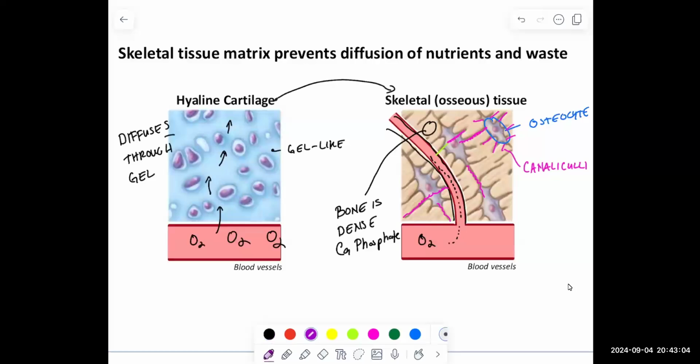What are the fibers inside hyaline cartilage? You guys told me earlier. Collagen. Are they visible? No, but they are there. What about in bone? What fibers are found in there? Also collagen, but you don't see it. They are there.